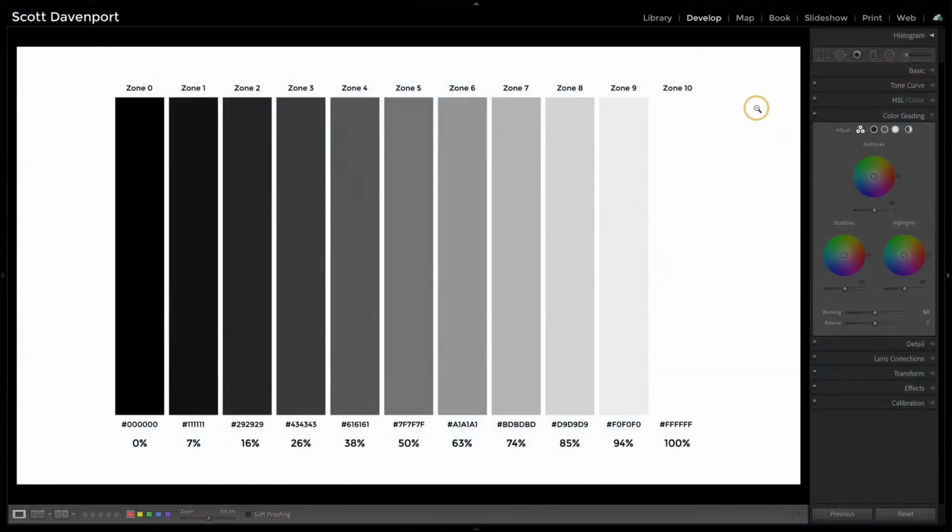So let's take a look. Here we're looking at a rough estimation of the zone system. We have pure black on the left, pure white all the way to the right, and some varying degrees of gray in between. And this will be illustrative, so we can really see how these blending versus balance sliders are working.